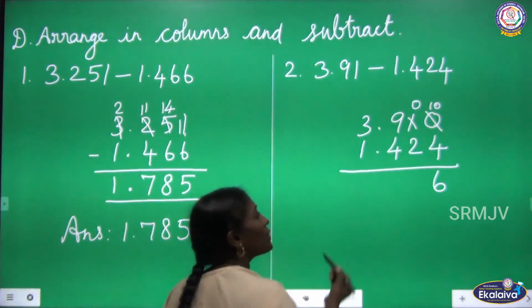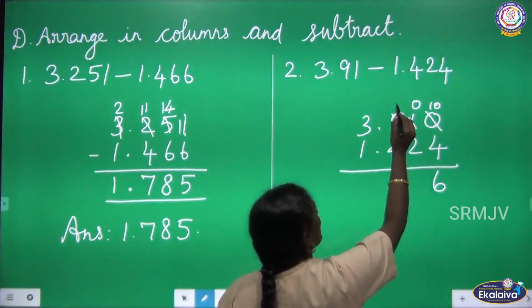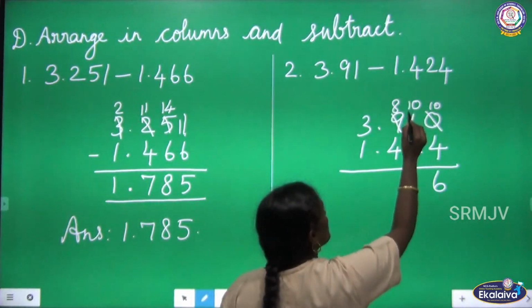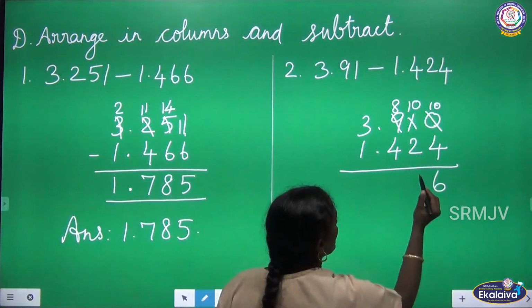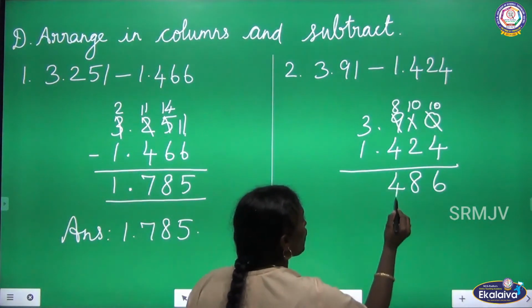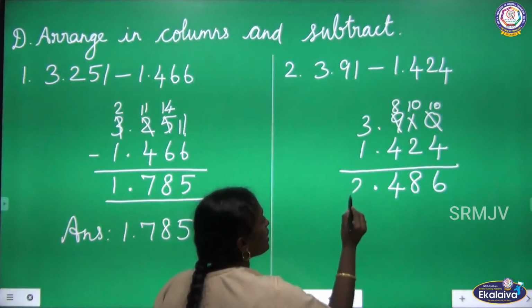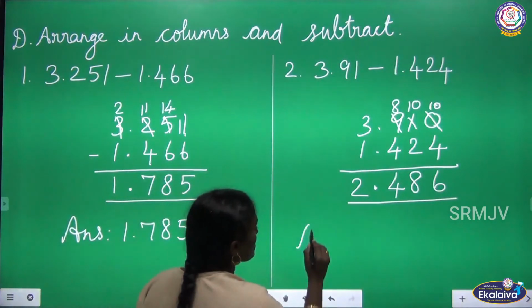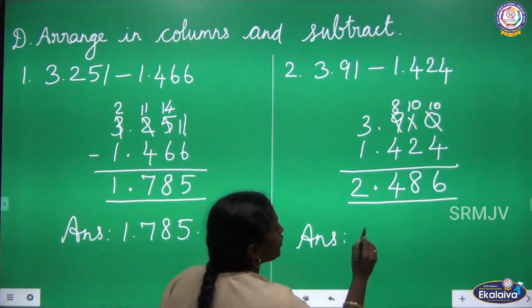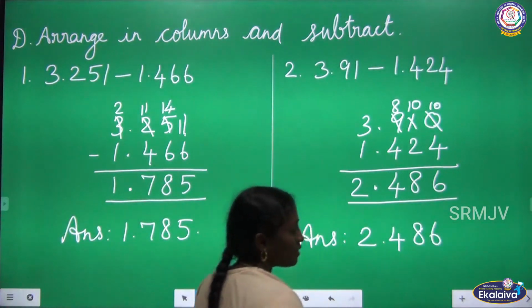Here we can't subtract 2 from 0. So we have to borrow from 9. 9 will become 8. 0 will become 10. 10 minus 2, 8. Here 8 minus 4, 4. Then we have to keep the decimal point. 3 minus 1, that is 2. So the answer is 2.486. Okay.